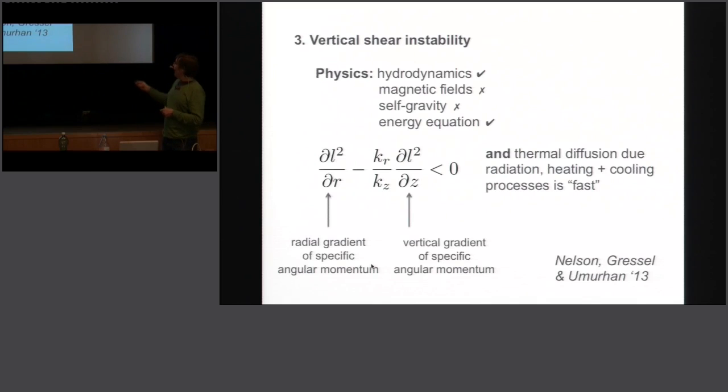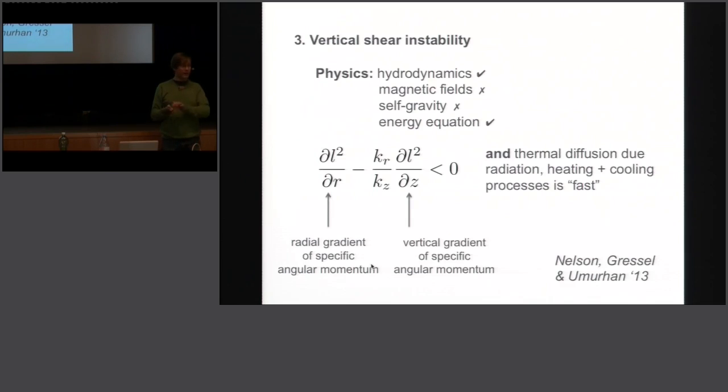Okay. And in these, I'm being deliberately a little bit vague here because the conditions are somewhat complicated, but in the simplest terms, the condition works down to this. So this first term here is the gradient of the specific angular momentum with radius. Okay, so if we just had that, didn't have this second term at all, the condition would be that this radial gradient of the specific angular momentum had to be less than zero.